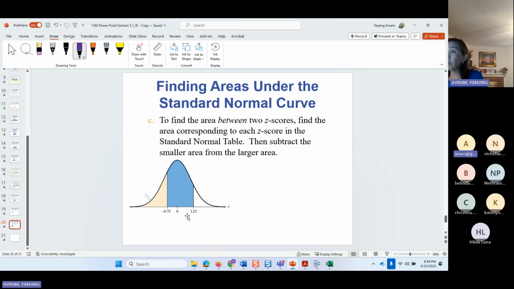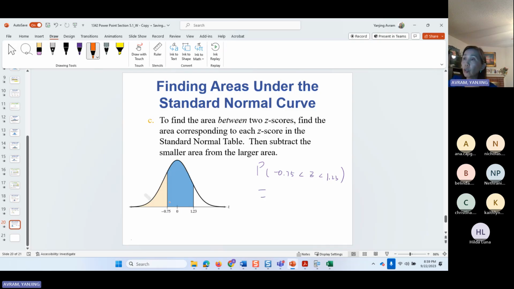How about if you want to find the area in the middle, just like this one? You want to find the area between these two z-scores. Area is also the probability in a bell curve. So the z-score will be greater than negative 0.75 and less than 1.23.